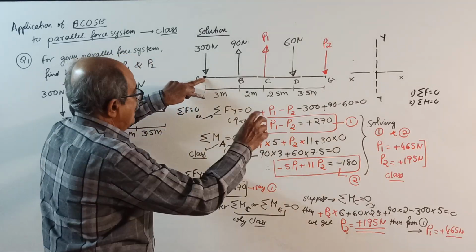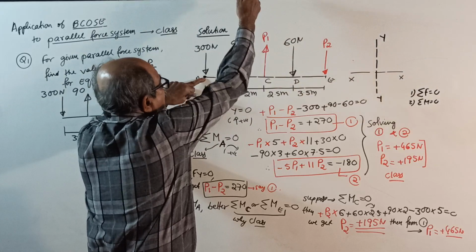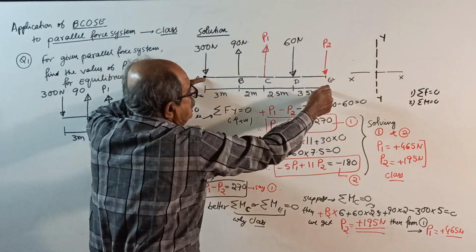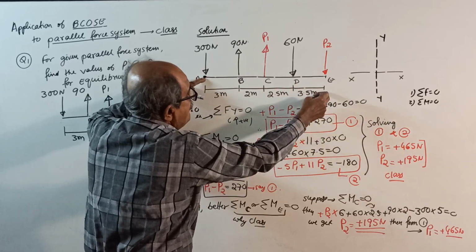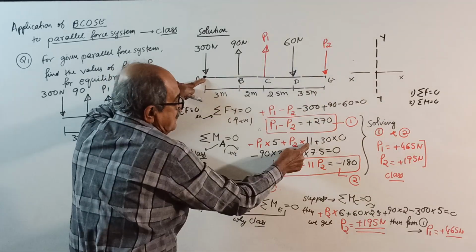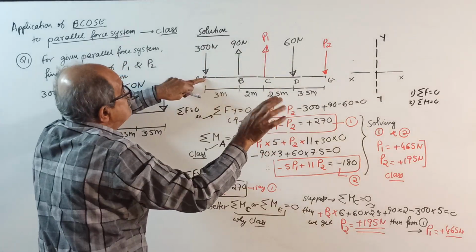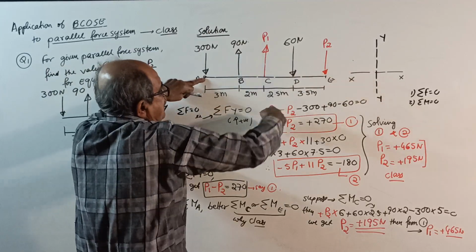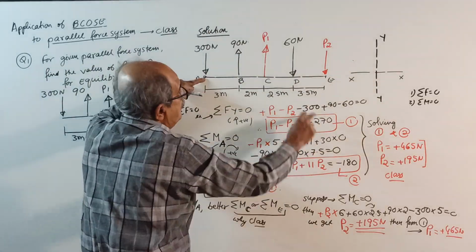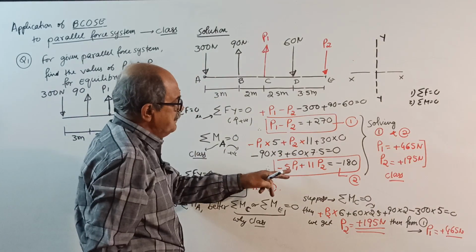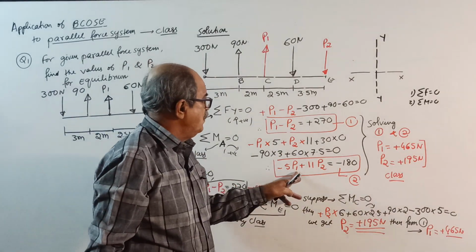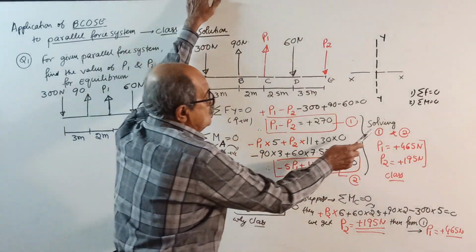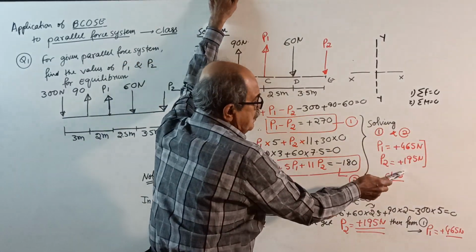Okay, moment about A. Unknown first: P1 into 5, anti-clockwise. P2 into 11, clockwise. 300 into 0. 90 into 3, anti-clockwise. 60 into 7.5, clockwise, equal to 0. Simplify, you will get minus 5P1 plus 11P2 equal to minus 180. Equation number 2. Solving 1 and 2, you get P1 and P2.